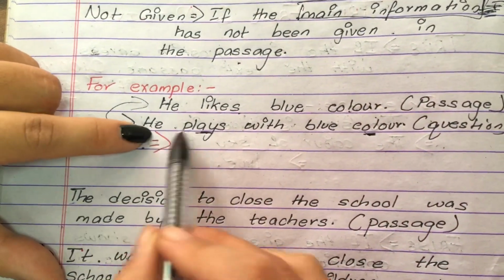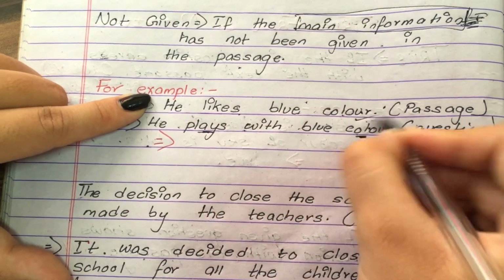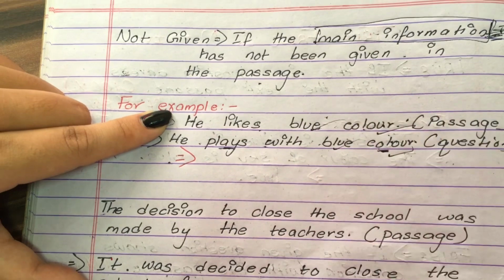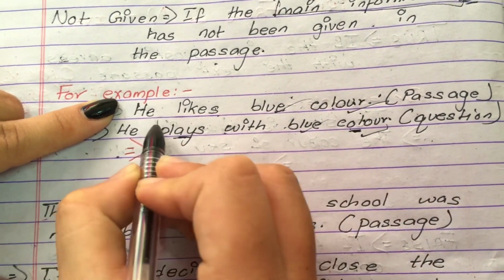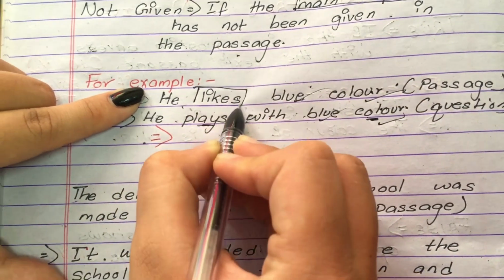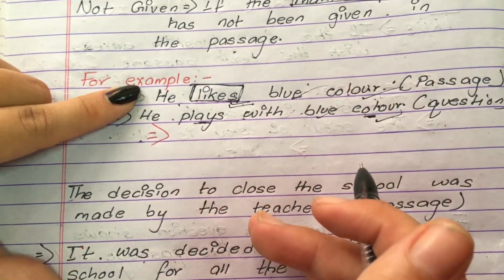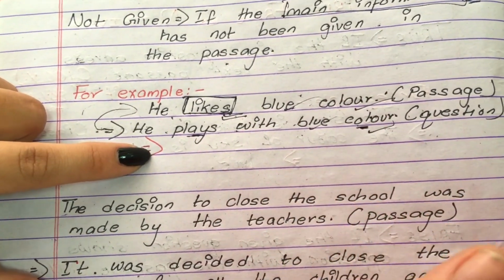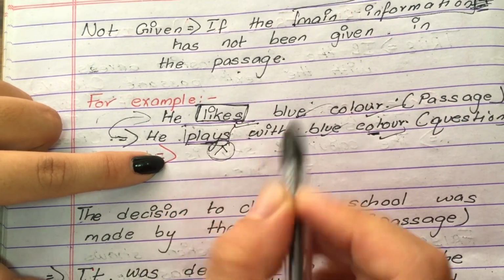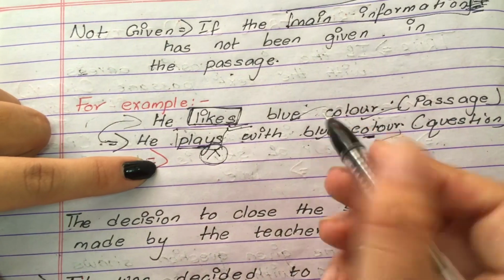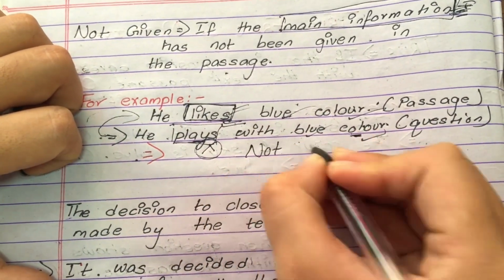Here our question says he plays with blue color. In our passage we could find he likes blue color. Color has been talked about, blue has been talked about. Now students often think this might be True also. But the main idea of the passage is he likes blue color. It means his favorite color is blue. But in our question it's not clear whether blue color is his favorite color or not. We only know that he plays. So we are not confirmed with the main information, or we have not been provided with the idea that he likes it or not. In this case our answer is Not Given.